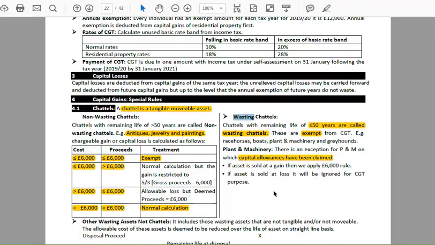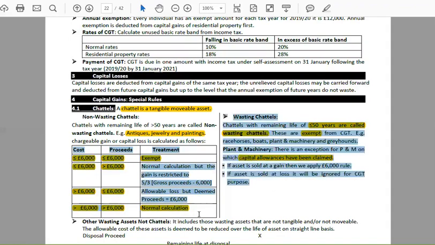So if we have purchased plant and machinery and now we are going to sell it at a profit, we will apply the £6,000 rule. So what is the £6,000 rule? We have just learned we need to consider the cost and the selling price and treat these assets accordingly. So this is the £6,000 rule. This table in front of you is called the £6,000 rule.